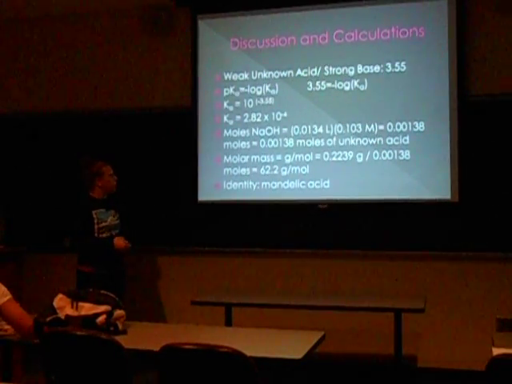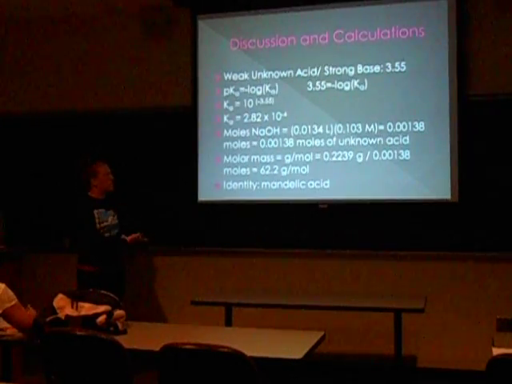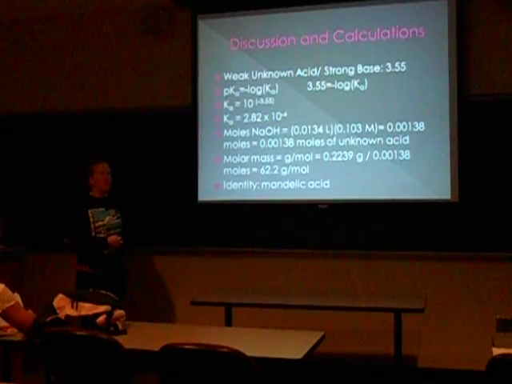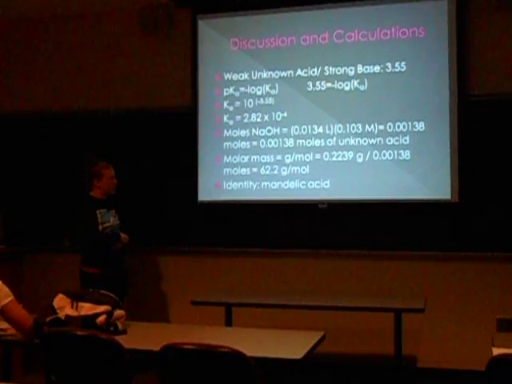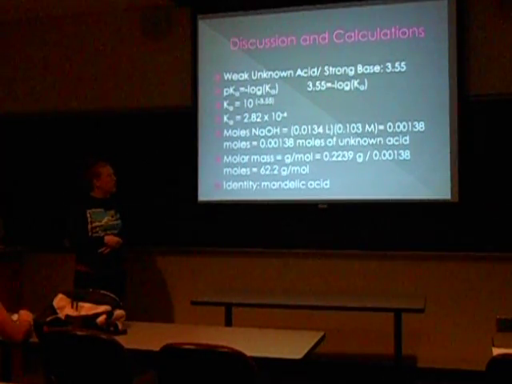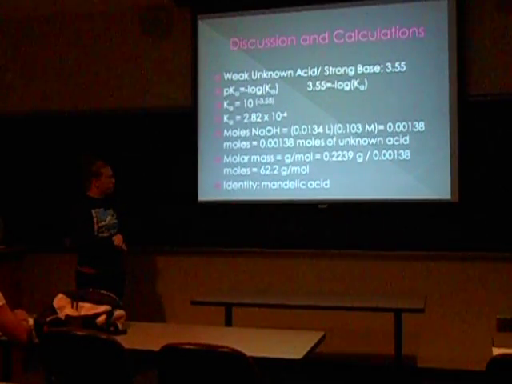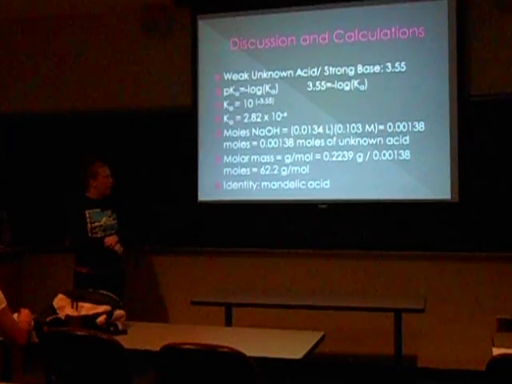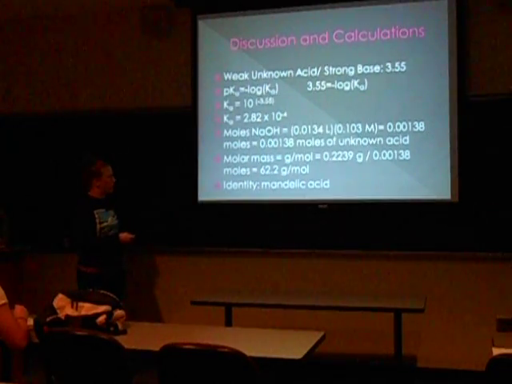Then we started to find the molar mass of your unknown acid. So first you would find your moles of NaOH. We used 13.4 milliliters of NaOH, so you converted that to liters, multiplied that by the molarity of NaOH to get your moles of NaOH. And because there's a 1-to-1 ratio of your moles of NaOH to your moles of unknown acid, it was the same number of moles. Then you took the grams you had measured out for the unknown acid, divided that by the number of moles to get your molar mass. And we identified this as mandelic acid.